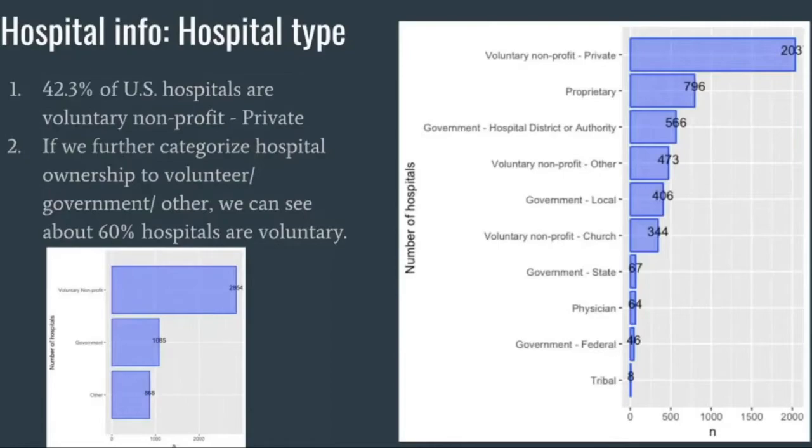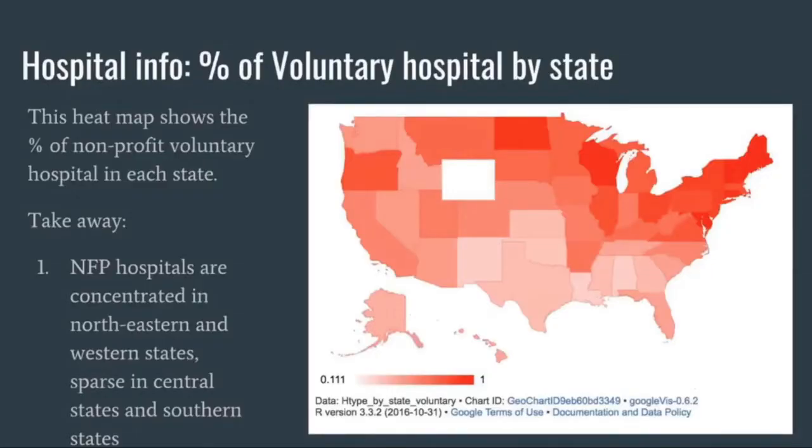This is the hospital type. The hospital type can be divided into three types: voluntary nonprofit, government, and others. We can see that more than half of the hospitals are voluntary nonprofit. And this is the percentage of voluntary hospitals by state. This is a heat map, with red showing the percentage of voluntary hospitals in each state.